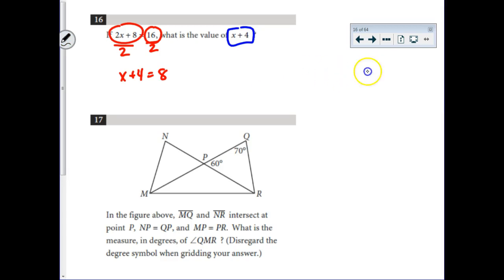So on your gridded response bubbles, you would do an 8 and you'd bubble in the 8. You guys know how that works. Remember, 8 can go anywhere in the boxes, but this is not a moment to be weird, so maybe just put 8 in the first box. Make sure you fill in the box and the bubble when you're filling out those answer sheets.